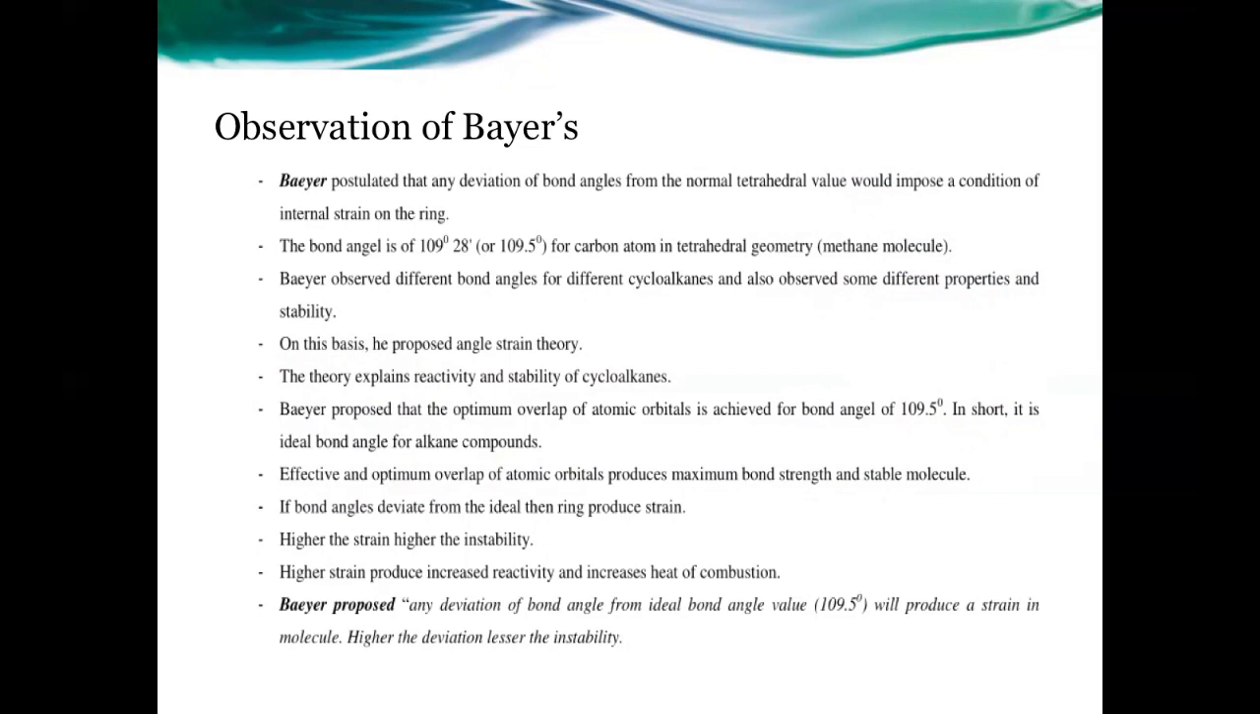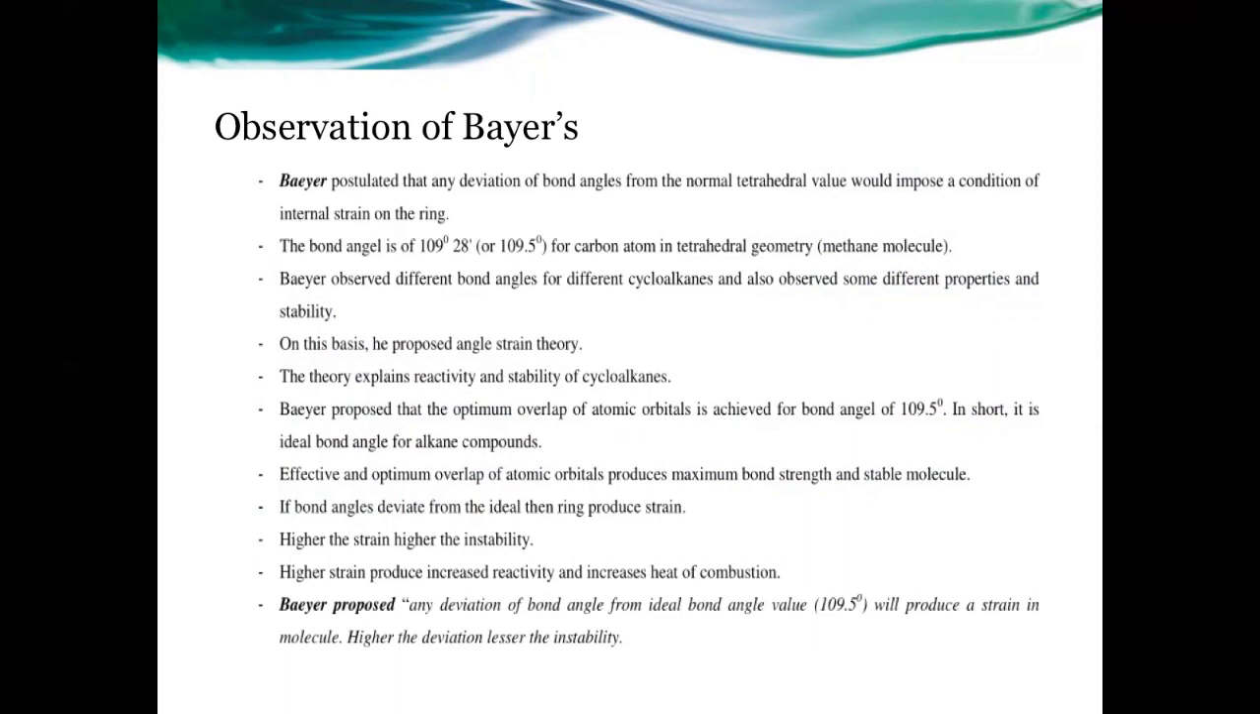and it can lead to breakup of the ring. So if it has a higher value of energy, it is a highly unstable compound. The bond angle is almost 109.28, or it will be called 109.5 degrees. Any carbon compound always likes to be in tetrahedral geometry, which is the most stable form of it. So Baeyer observed the different bond angles for different cycloalkanes and observed the different properties, stability, reactions, etc.